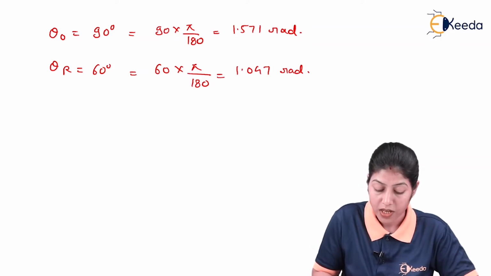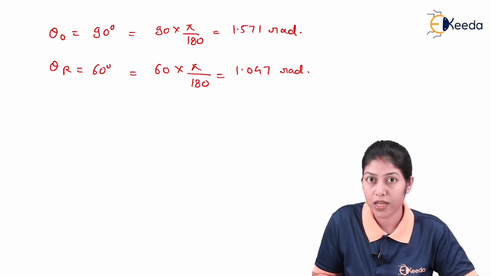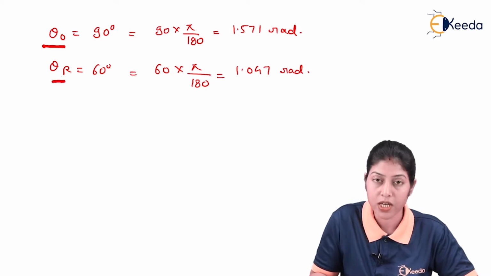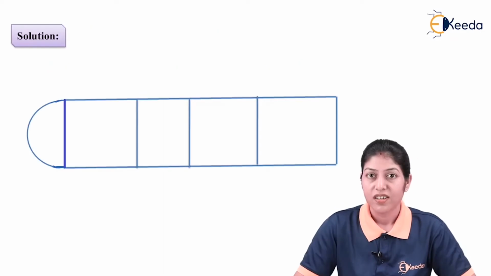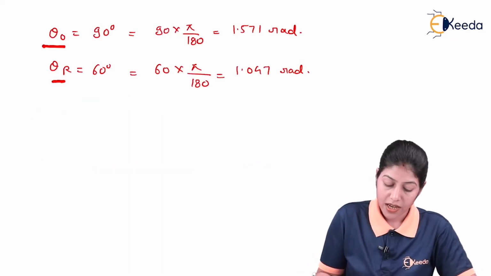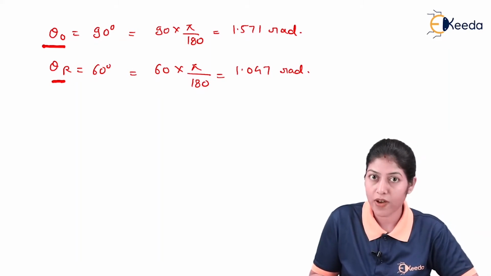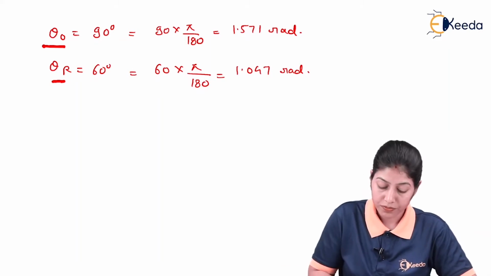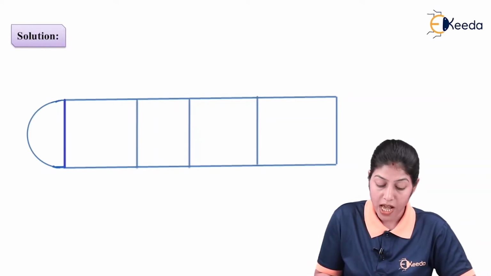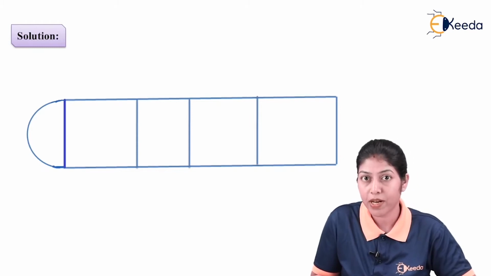So here we have these values theta naught and theta r in terms of radians, and there is no need to convert the value of dwell in radians because we have to use these two values to draw the profile of the cam only. So here we have theta naught and theta r, the dwell period is also given, and the stroke value we also have, 50 mm. So first we will draw the displacement diagram for the follower. As we know, the condition given is simple harmonic motion.